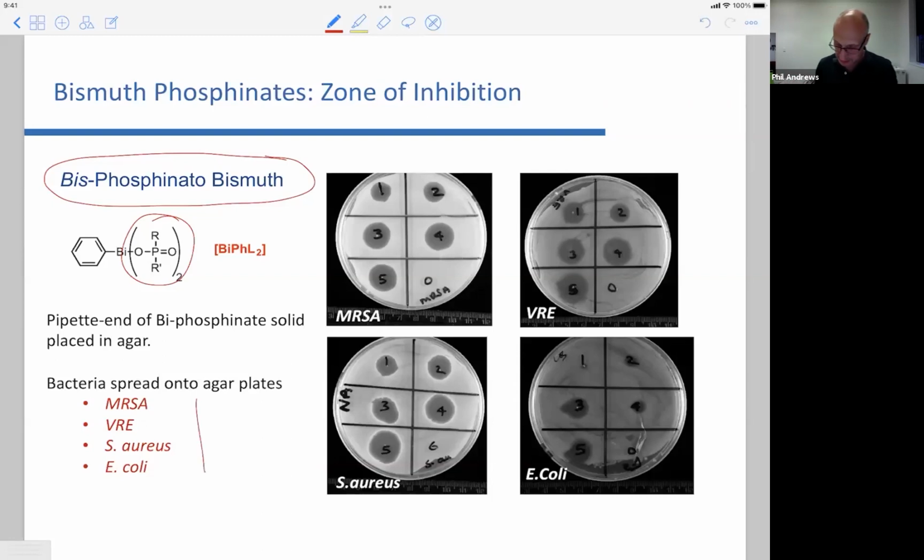We tested these against MRSA, VRA, Staph aureus, and E. coli, and you can see that they've got activity. This is a stab test. This is just the material itself. So we know that this form of the compound, which is an organometallic because it's got a ring just here, so it's got a bismuth-carbon bond in it, is very active towards bacteria.